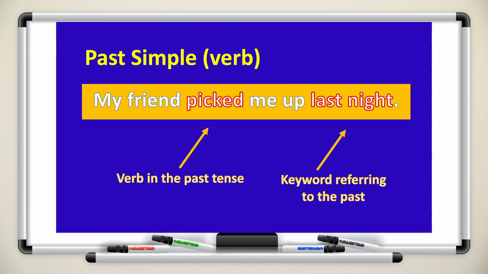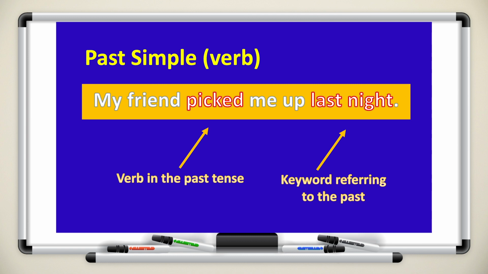My friend picked me up last night. Now, when you look at this sentence, how would you know that this sentence is in the past? We have 2 things. First, we will look at the verb. Where is the verb in this sentence? Picked me up. And the second thing we will look at is the keyword. What is the keyword here? Last night. So if we want to identify whether the sentence was in the past or in the present, we will look for 2 things, the verb and the keyword.